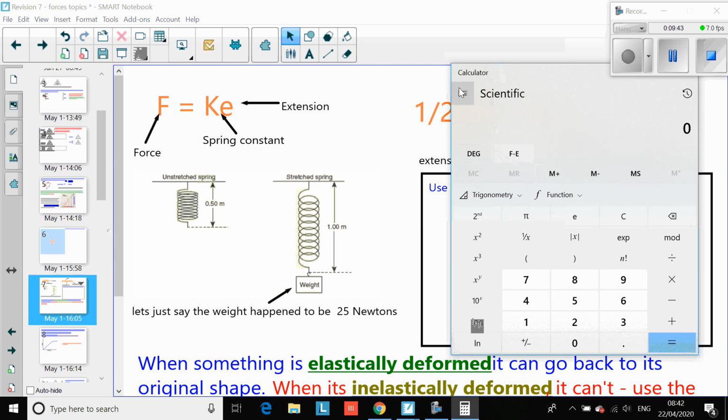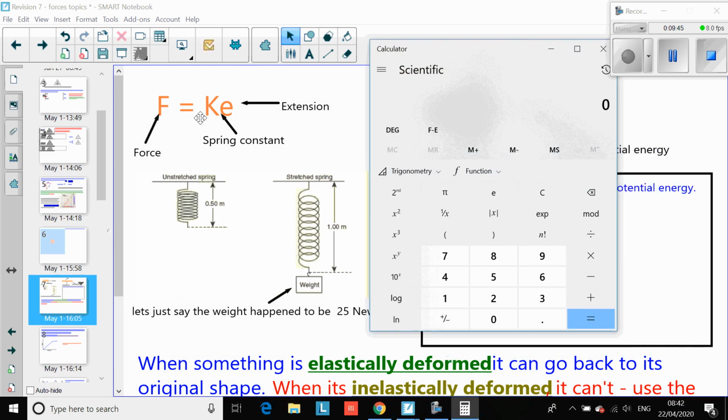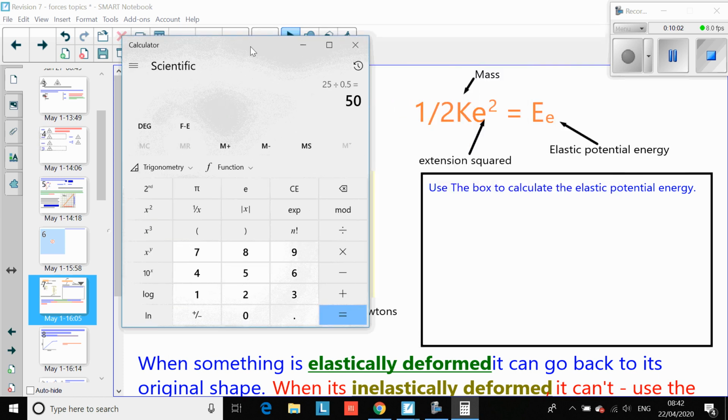Okay, so F equals ke. So the force at the top. So this time we rearrange it: 25 divided by 0.5 equals 50. So in this case, our spring constant is 50. Right, let's just move that over there for a minute.